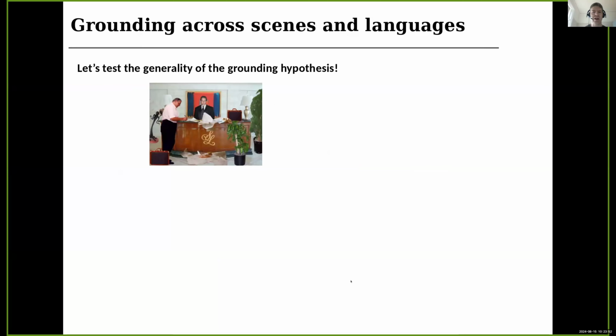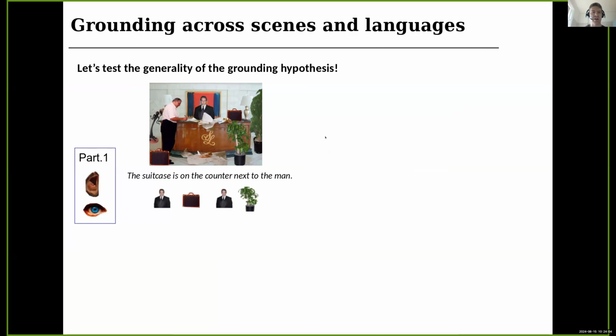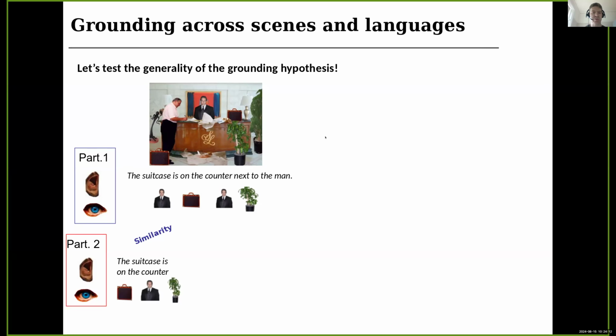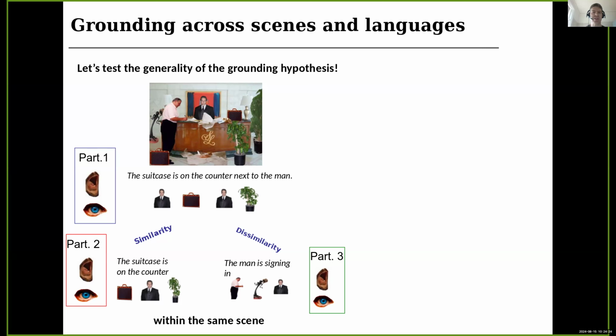Okay, so let's just conceptualize this in a bit more detail. So the idea is to test generality of the grounding effect that we've seen for English. So to remind you, this was participant one. They are uttering a sentence and following a scan pattern. Participant two had a similar scan pattern, therefore a similar sentence. And participant three had a different sentence, different scan pattern. And this was for the same scene. So all these three participants saw the same scene.